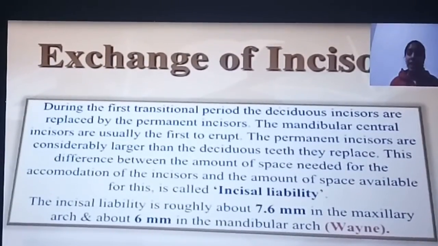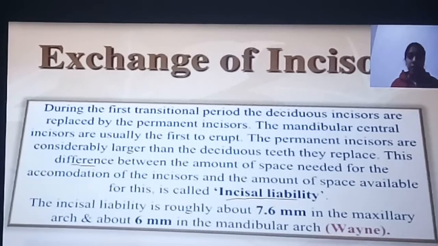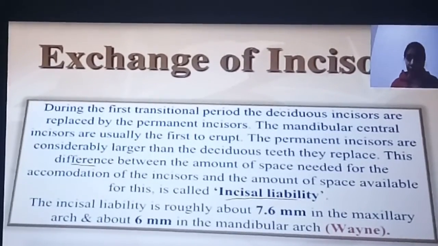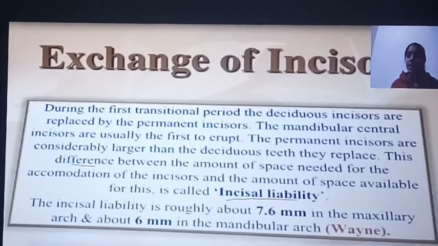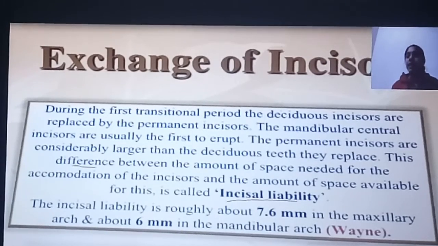Now what is incisor liability? Incisor liability means the difference between the amount of space needed for the accommodation of incisors and the amount of space available. That is due to the size difference between the deciduous incisors and the permanent incisors. That is, how much space the permanent incisors require to erupt and how much is already available. That space difference is known as incisor liability. It means how much the permanent incisors are liable to erupt in that given space.